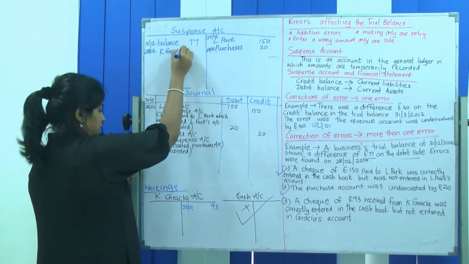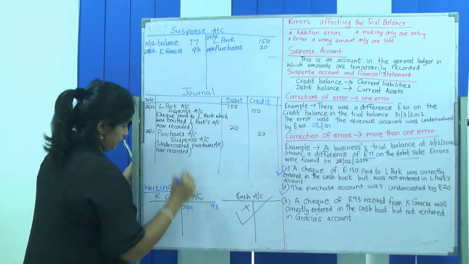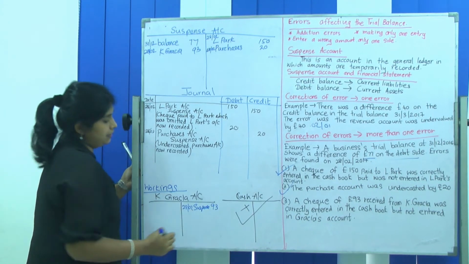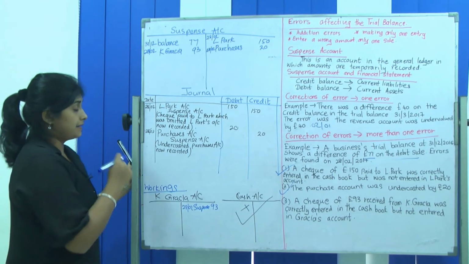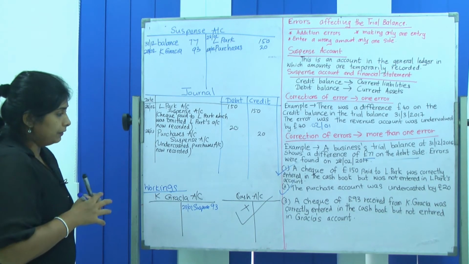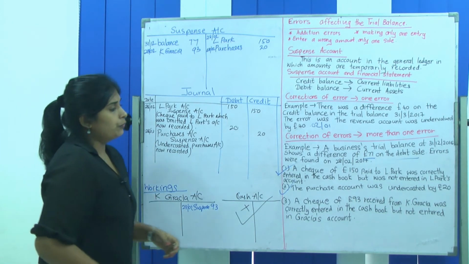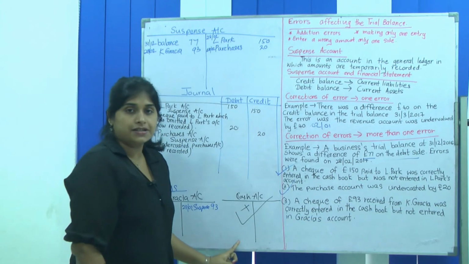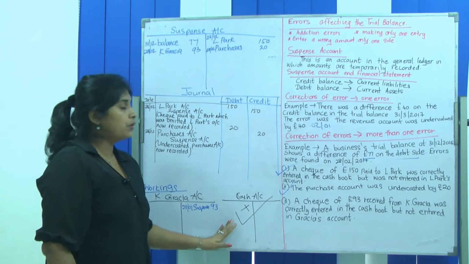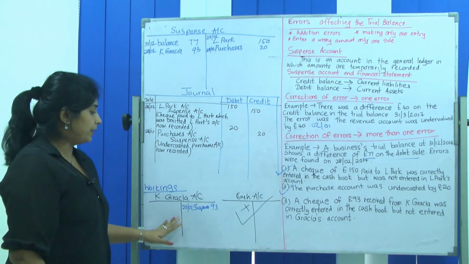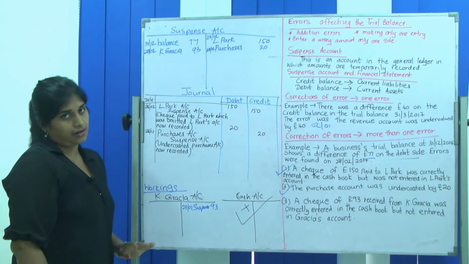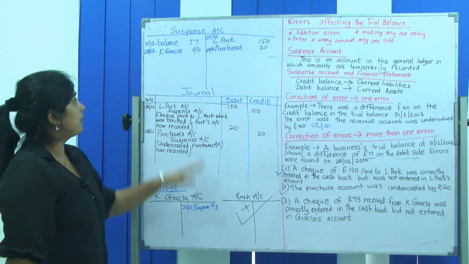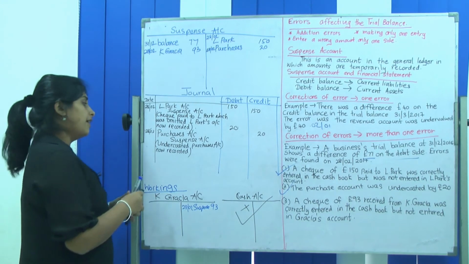Krasia 93. Here, on the 28th, Krashia's account will be credited with 93 as the suspense account. So in the third one, a check that the business has received from Krashia was correctly entered in the cash book. That means the cash book was debited, but the bookkeeper has forgotten to credit Krashia's account. So to correct the error, we have to credit Krashia's account and debit the suspense account.